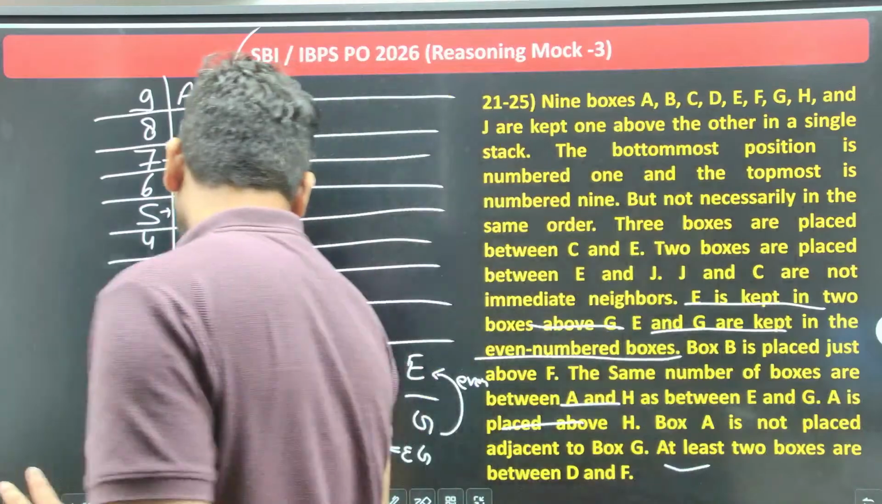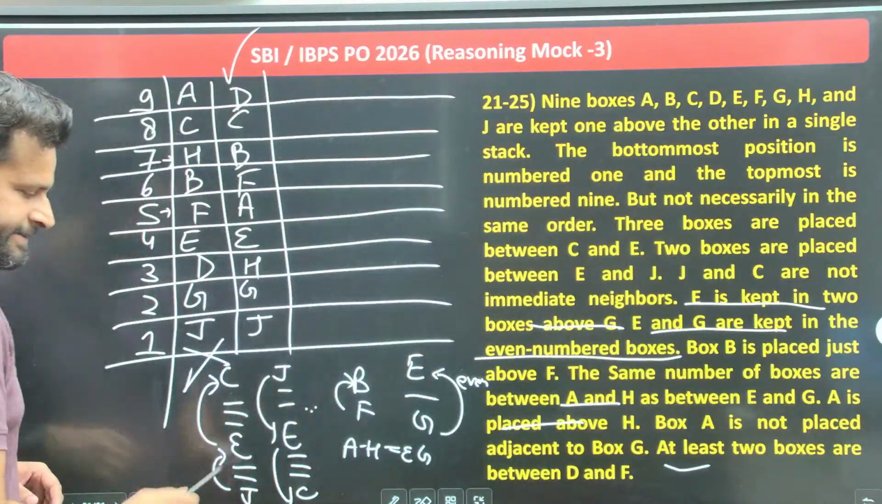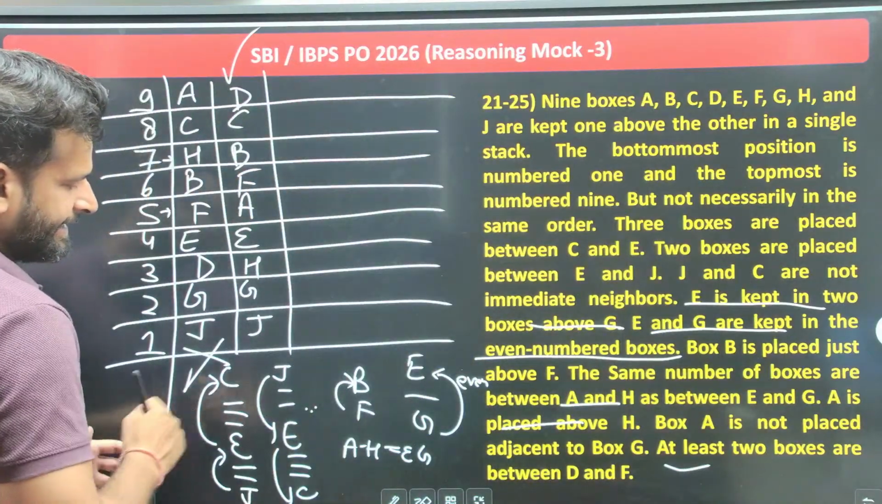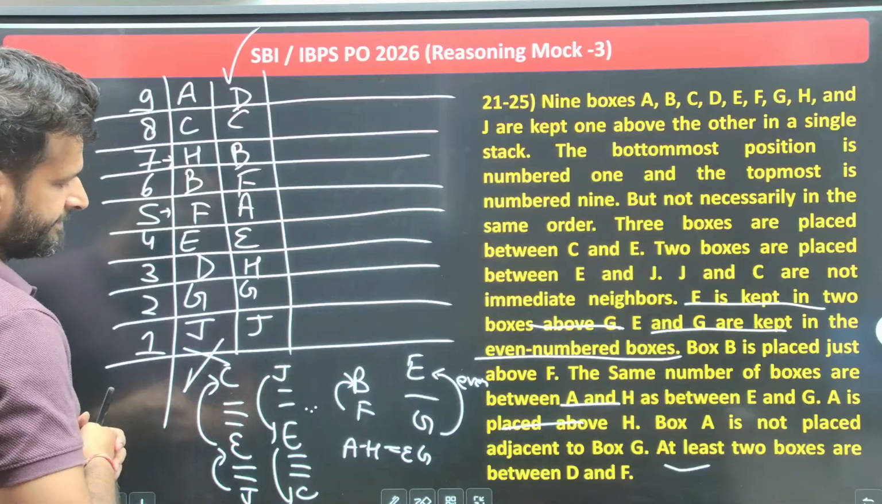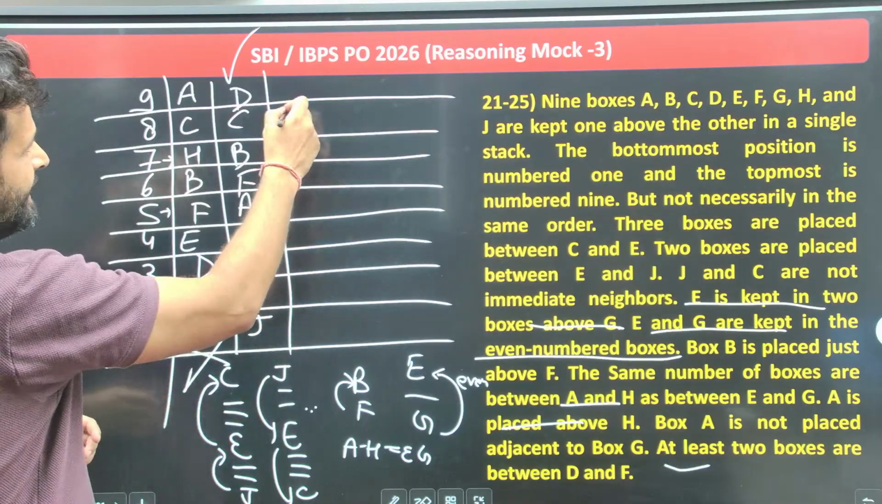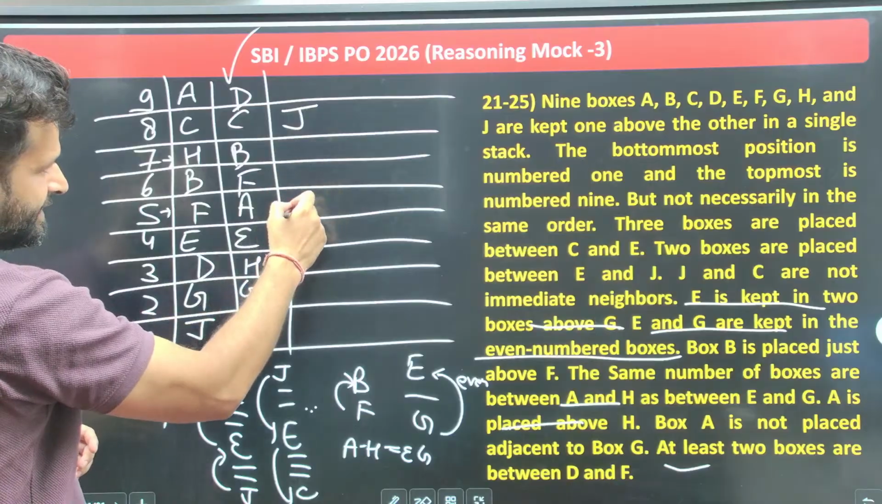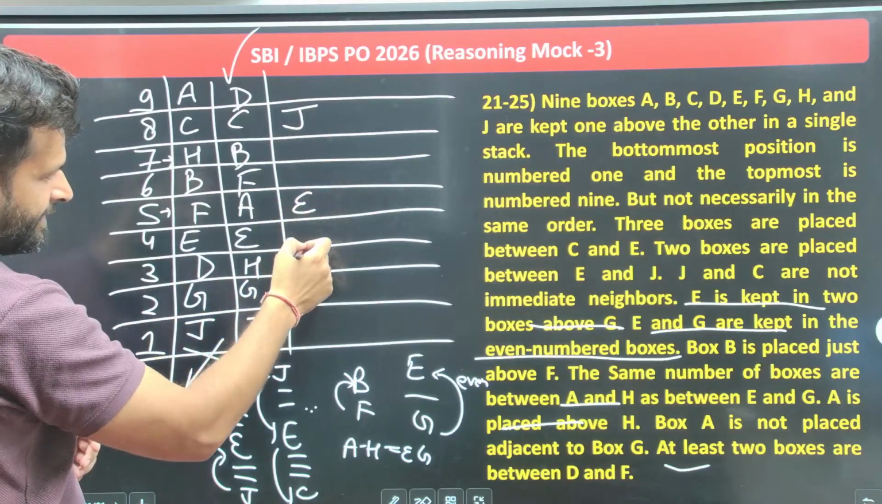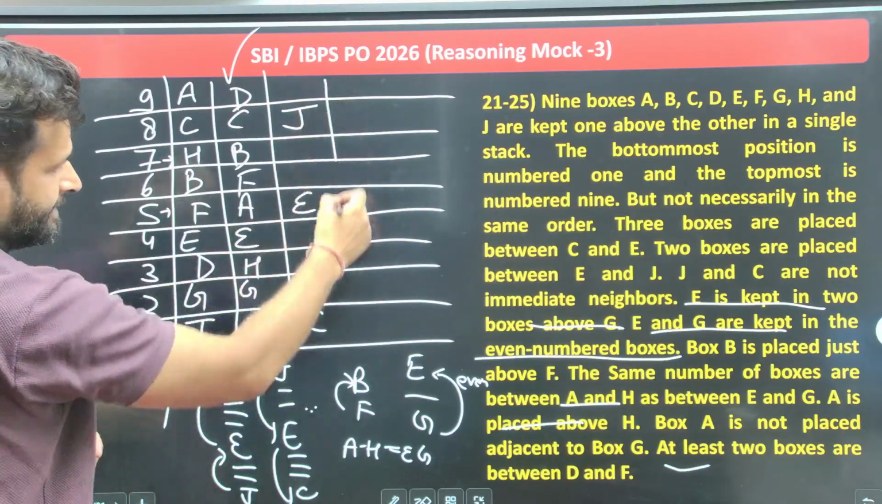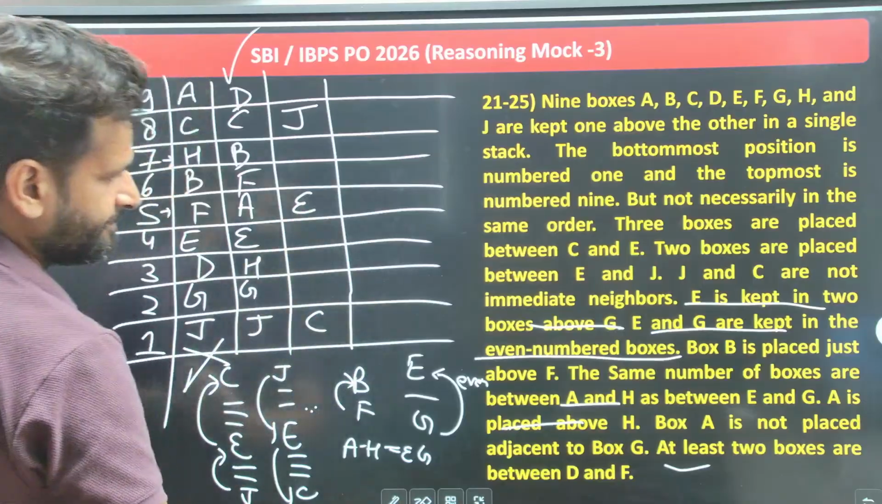Let us check the second possibility. This one is also possible. Putting E at even and J of course at even. So J has to be at 8, then 1, 2, this is E, then 1, 2, 3, C. Only one possibility, right? Let us solve this as well.